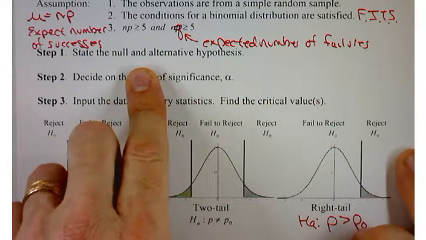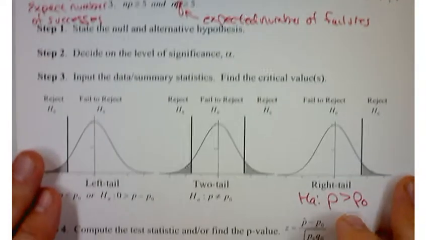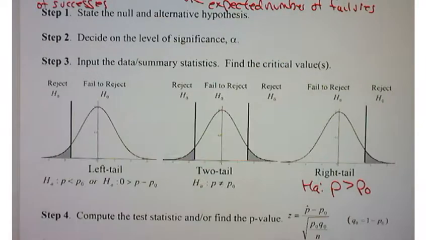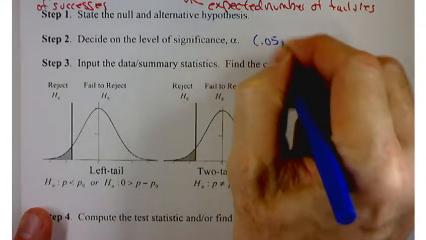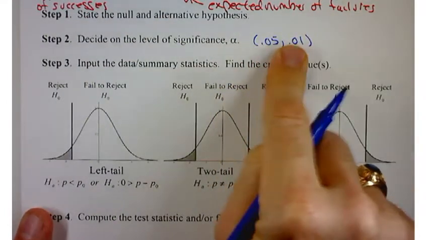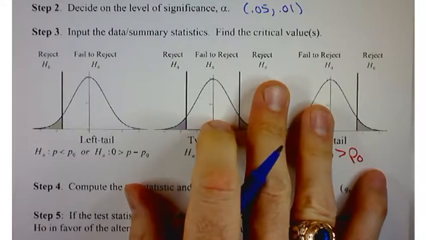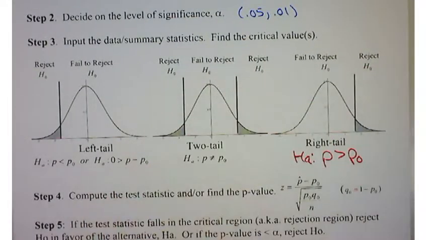You're going to start by stating the null and alternative hypothesis. Decide on the significance level. That's alpha. What are our typical values for alpha? Thank you. So 0.05 and 0.01. If it's outside of that, boy, you better have a good reason for that. A lot of people are going to look at you kind of funny if you're using a value for alpha other than those. Not that you can't, it's just unusual.